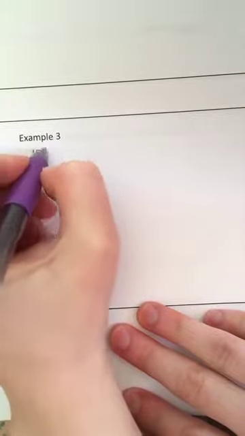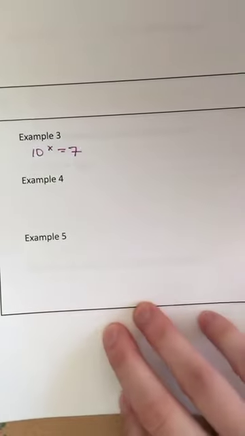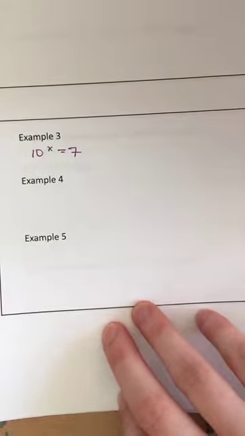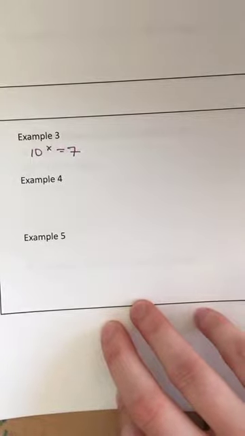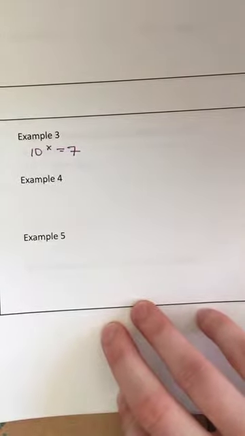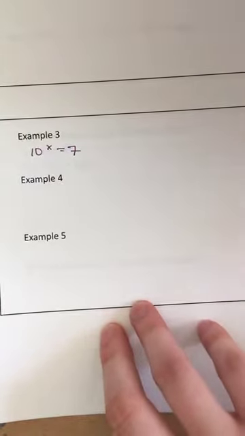All right, example 3. So they want us to solve 10 to the x equals 7 to the nearest thousandth. Please watch your decimal places with rounding, because they are going to tell you specific numbers and place values, and you have to know to go that far. Exactness is a big deal.